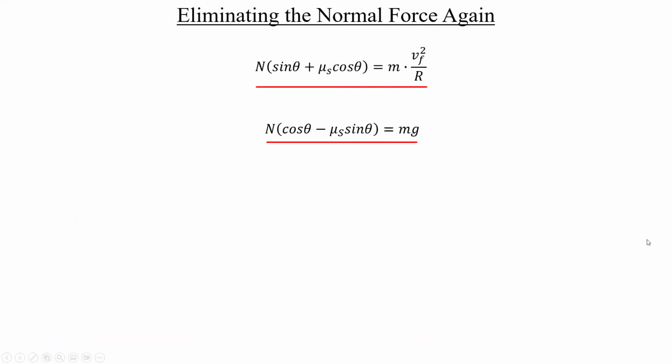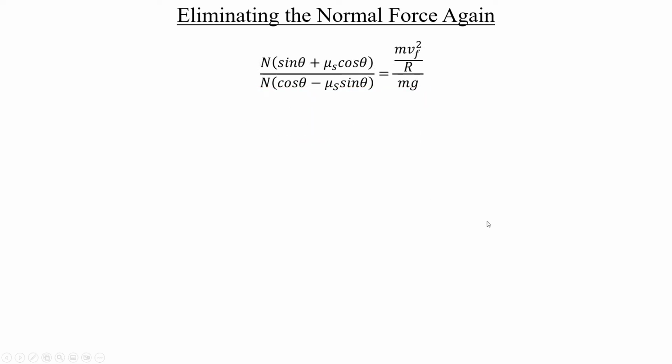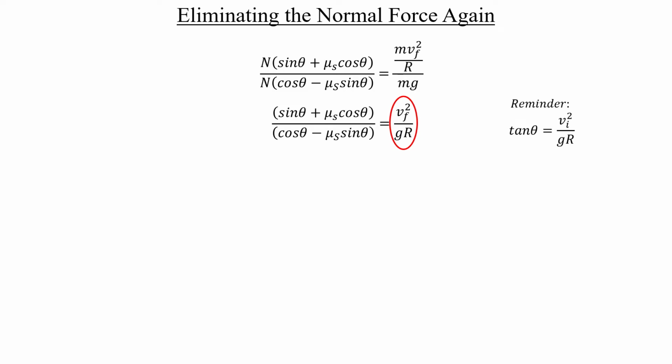Okay, so just like in case number 1, the idea is to divide the top equation by the bottom one, which will look like this. When we do that, the normal force and the masses will disappear just like we're used to. Take a look at the right-hand side though. This part looks a little familiar, doesn't it? Here's a reminder from what we had before.